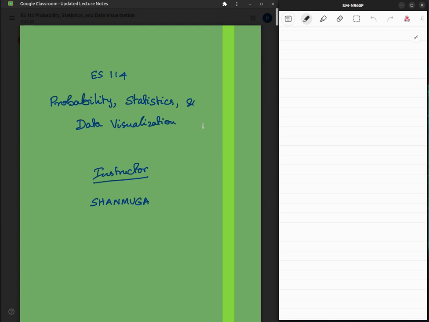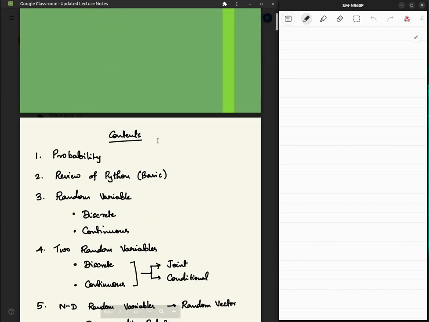So tomorrow I have an exam on this very subject, probability, statistics and data visualization. Although we are just doing the probability part and not all of this statistics, data visualization, not doing it. So these are the notes from our instructor. Let's go through them.